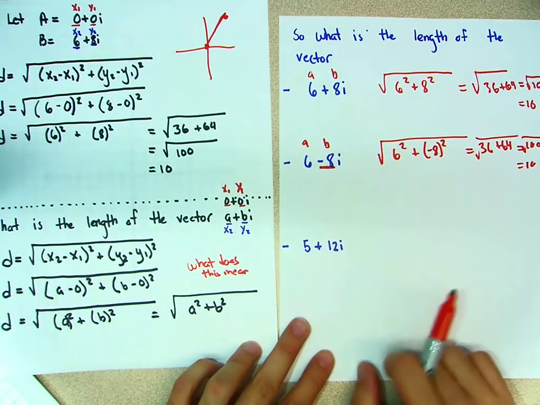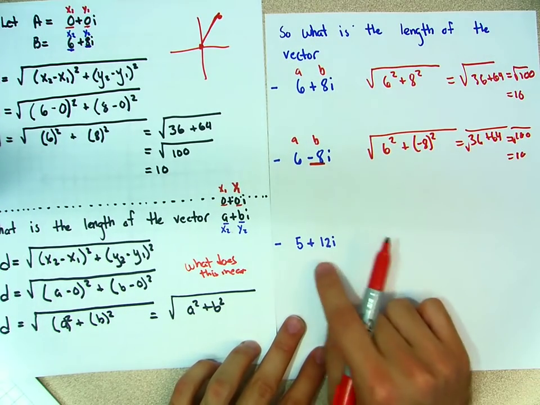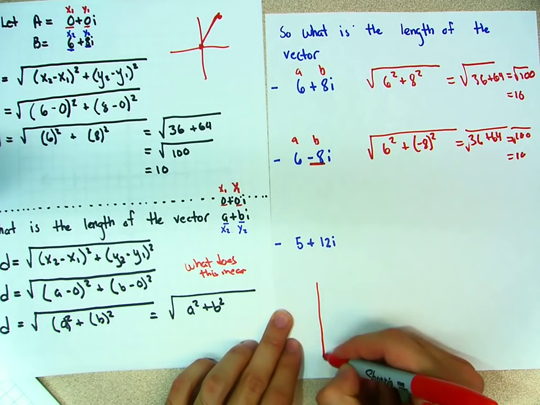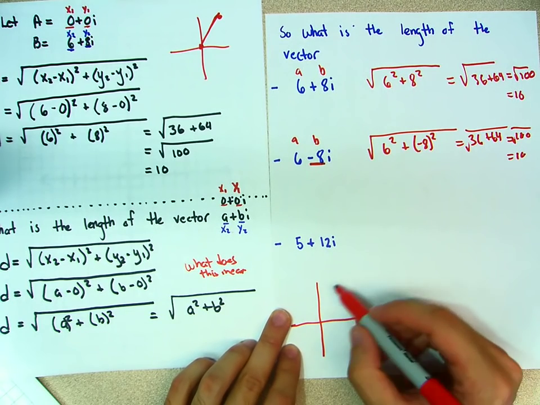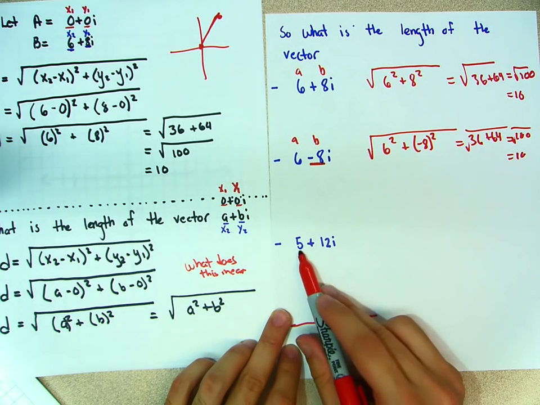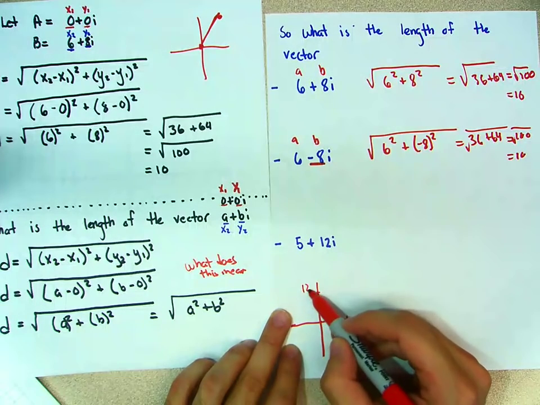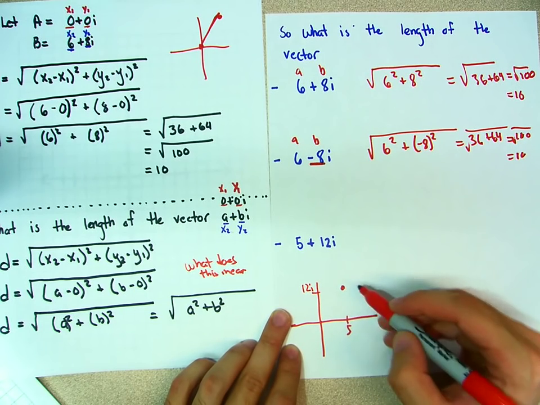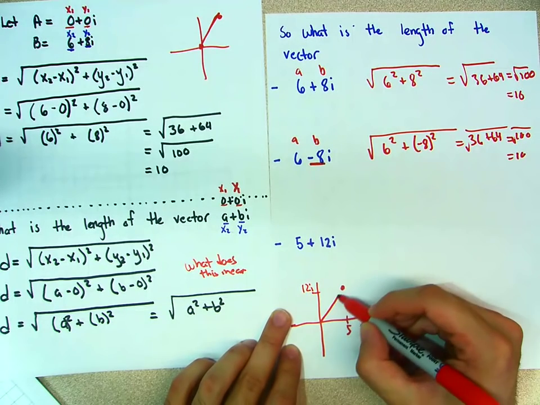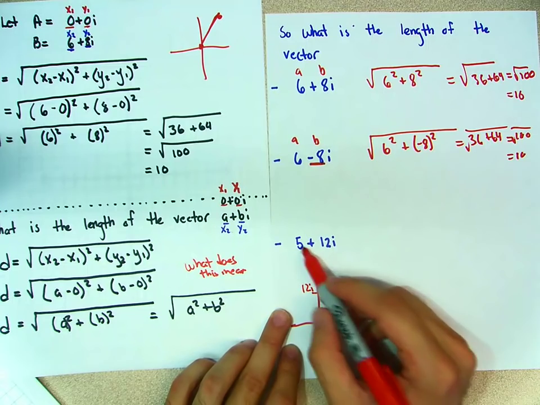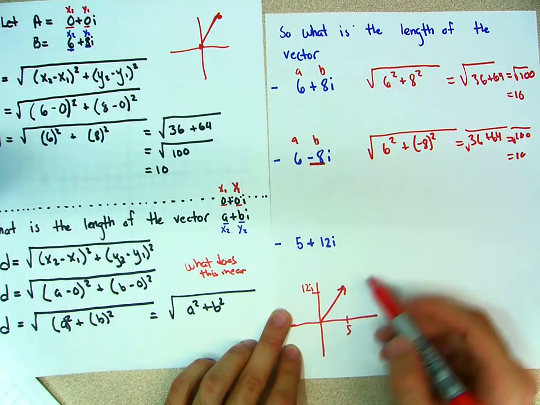What about this one? Try and do this one by yourself. Okay, if I have the length of this vector, I'm sorry, if this point, where is 5 plus 12i? This is 5, this is 12i. If I have that point here, what is the distance of this vector? Right? This is 5 plus 12i. What's the distance of this vector?